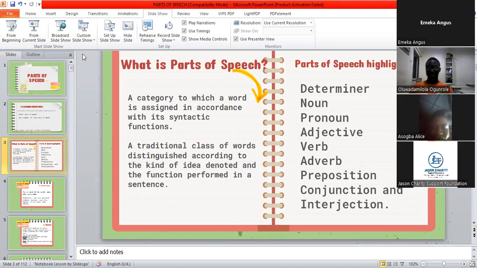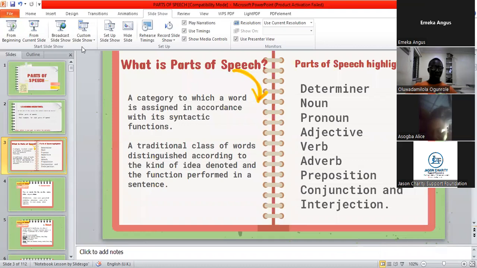Now, these are the parts of speech highlighted. The first one is the determiner, the second one is the noun, the third one is the pronoun, the fourth one is the adjective, we have the verb as the fifth one, we have the adverb as the sixth, we have the preposition as the seventh, we have the conjunction as the eighth, and we have the interjection as the ninth. Well, for some schools of thought, they will not add the determiner, but basically because this is on a general motive, we may want to say that we need to add the determiner with it because hardly do we write any sentence in the English language without adding a determiner to it.